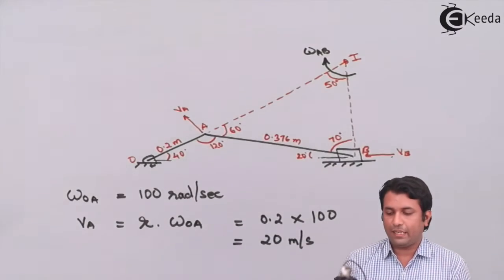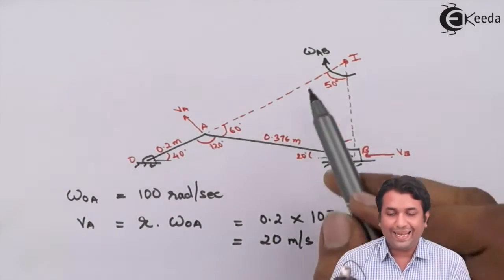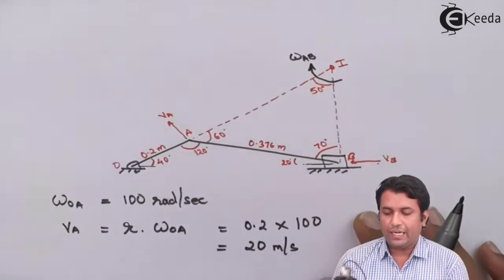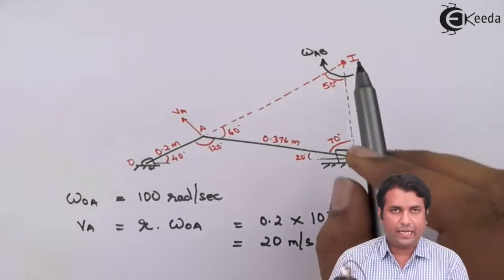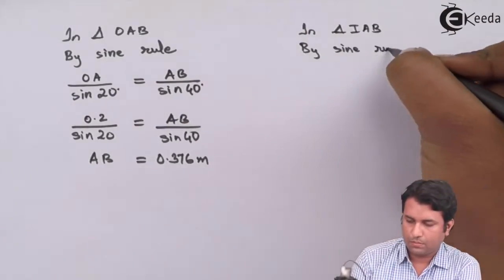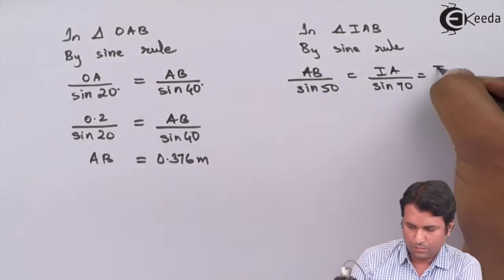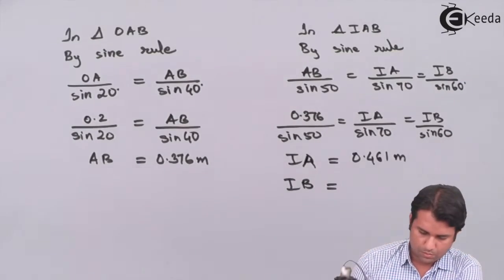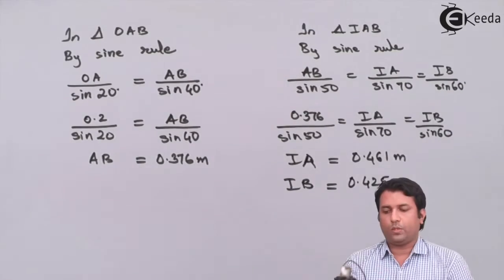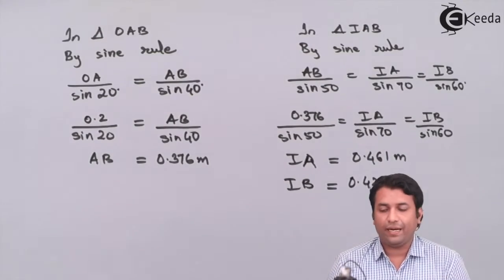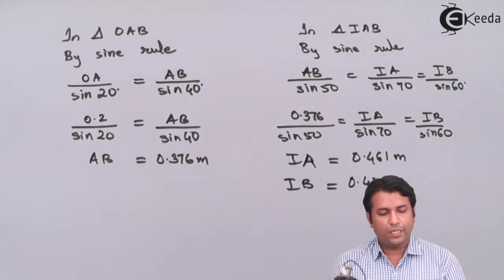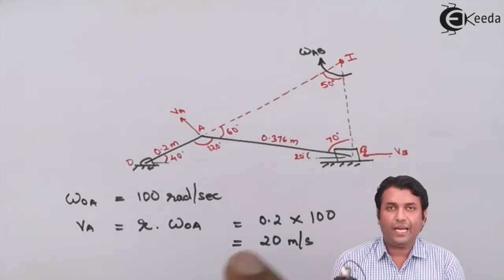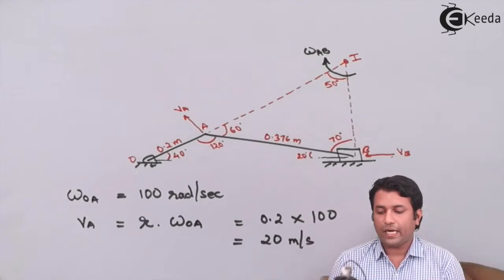Now using this length, I can find out the IA length and IB length by using the sine rule again, this time in the triangle IAB. So I have got the lengths for IA and IB. Now I need to find out the angular velocity of AB, and then I can proceed to find out the velocity at point B.